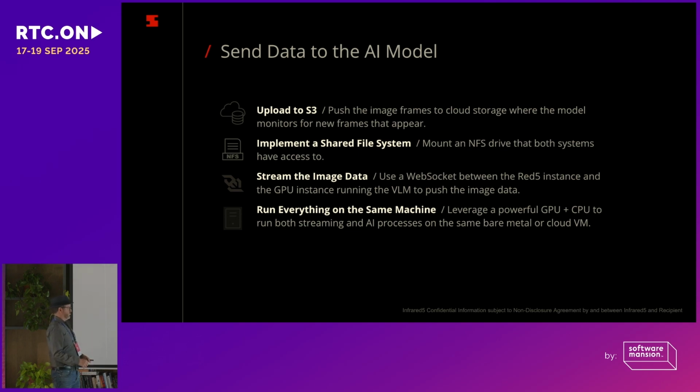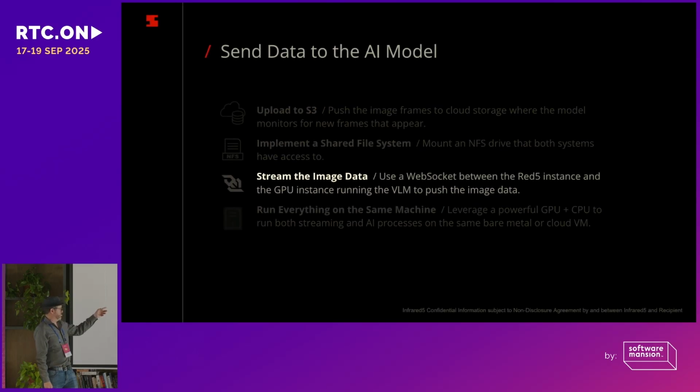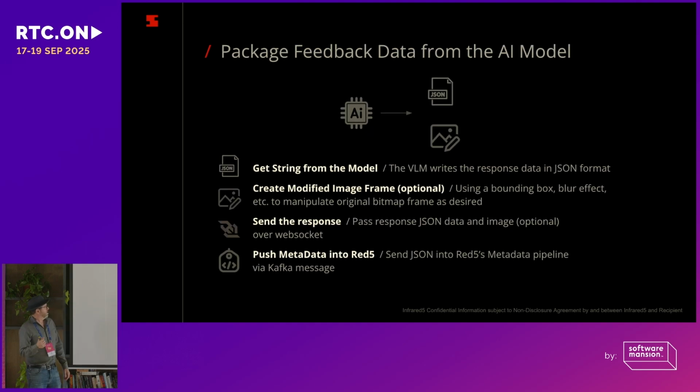Or the other option is like stream it with something like a WebSocket. So we're actually streaming the image data to the VLM, and then it's a push mechanism to the guy instead of it sitting there watching and pulling it. The other option, which I don't think is a very good one, is try to run everything on the same machine. Really powerful GPU instance, runs the media server, runs everything. Well, we opted not to do that. And the one we kind of settled on was to stream the data using a WebSocket to the VLM instance or the computer that's running that.